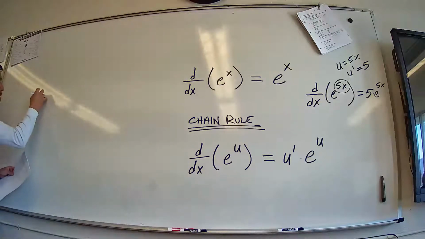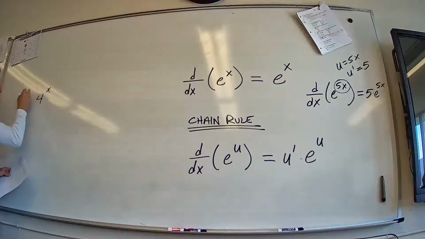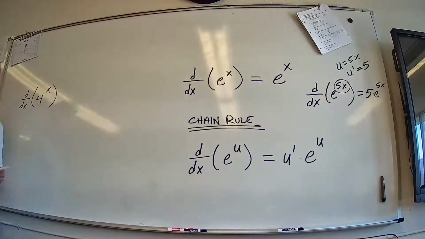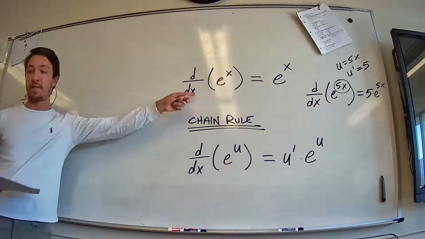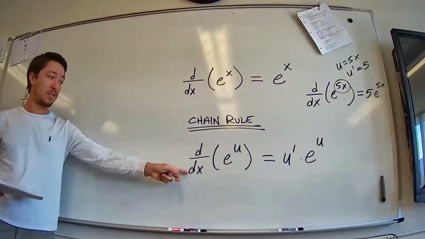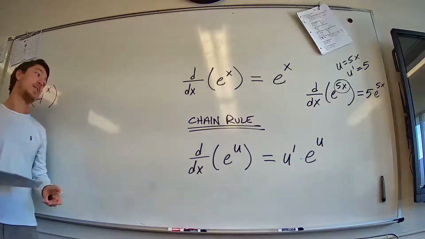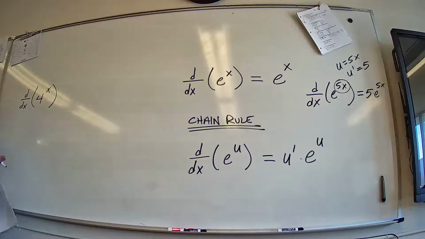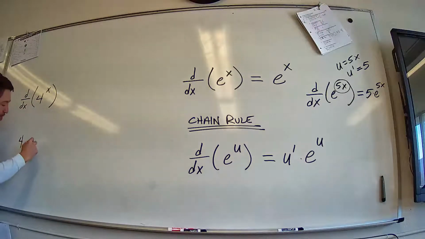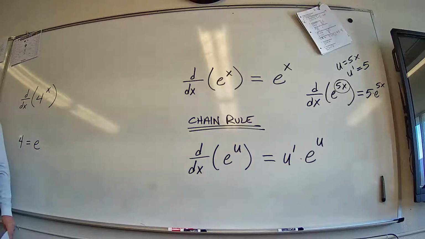Okay, so 4 to the x. Does anyone have an idea of what the overall strategy might be if I was interested in knowing the derivative of 4 to the x? Try to figure out how you make it e to the x. Yeah, I'm going to look over here and say, well, I have this really nice result. Can I make it look like that? And the trick here is to know that 4 is the same as e to what power?